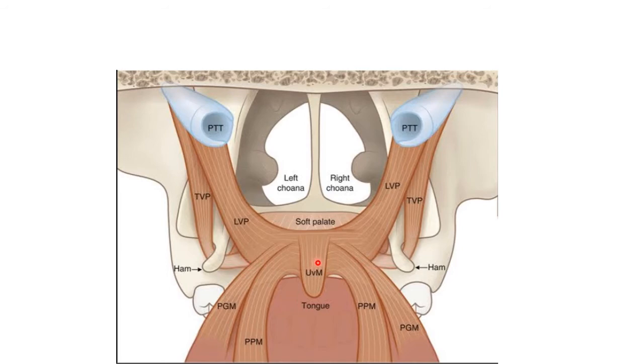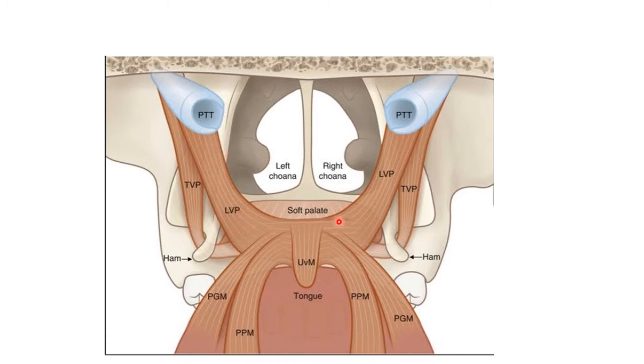This palatine aponeurosis is inserted into the posterior border of the hard palate and also to the inferior surface of the hard palate behind the palatine crest. The function of the tensor palati is that it tightens the palate. When it contracts, it tightens the palate and it helps in opening of the auditory tube.